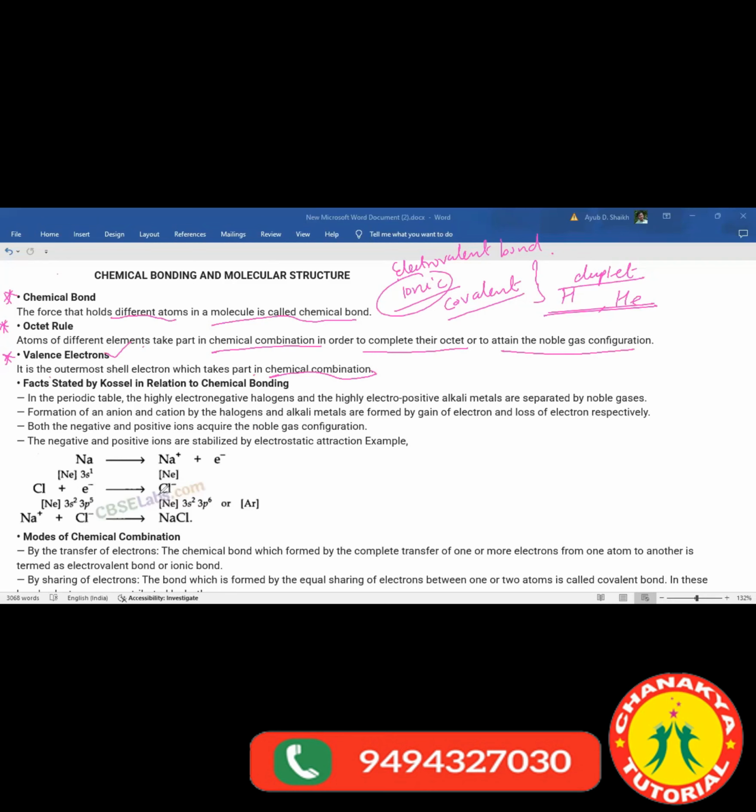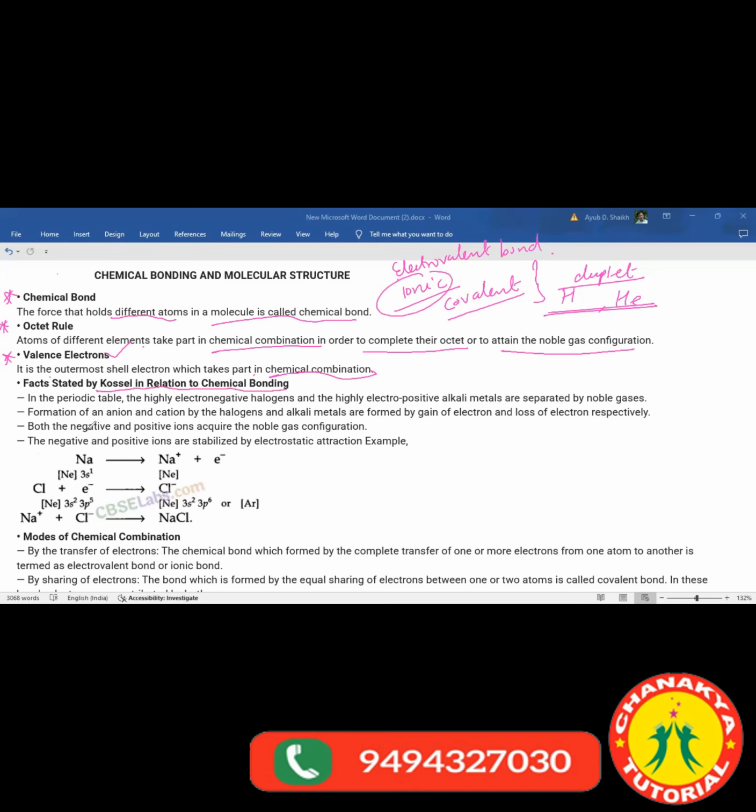Now, one of the important things you have to learn in this chapter is Kossel's contribution in relation to chemical bonding. What facts he has stated, that we are going to see thoroughly in this chapter.